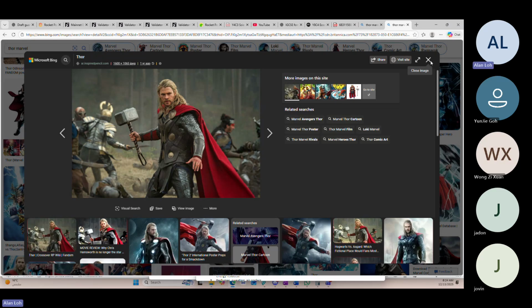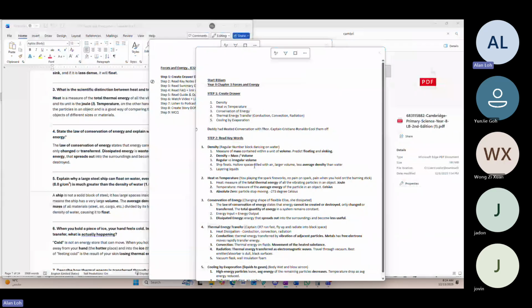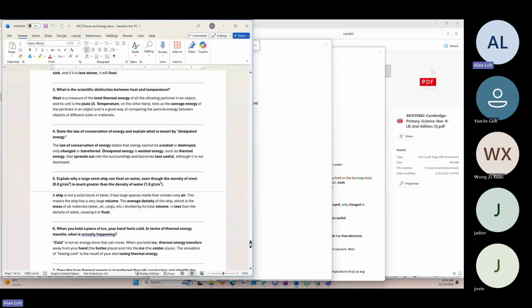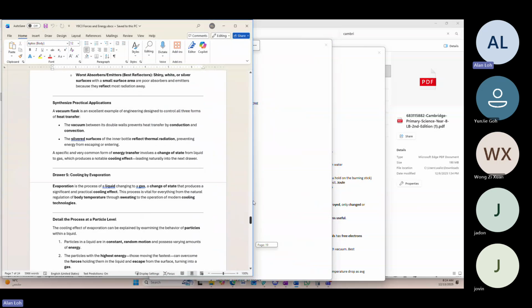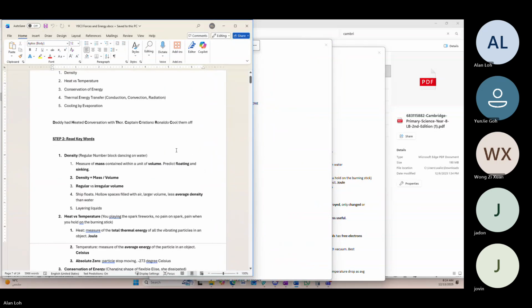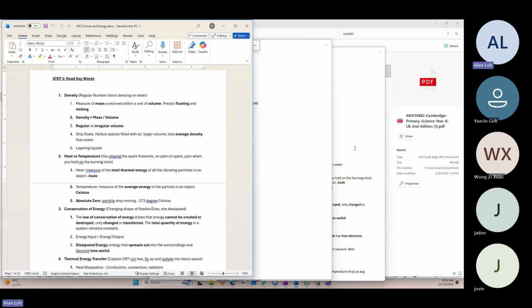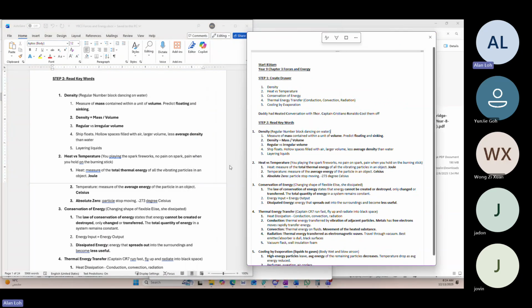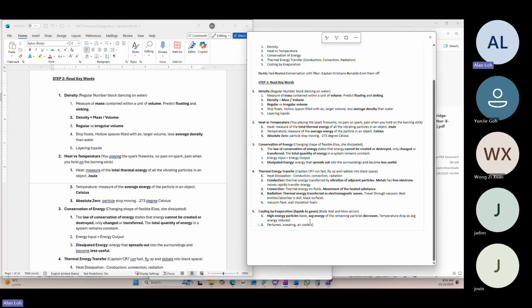Okay, so let's go to step number two. Step number two is reading the summary. So these are the notes that I've created. No, stop, sorry. Step number two is reading the keynotes. So the keynote is only this small part over here.